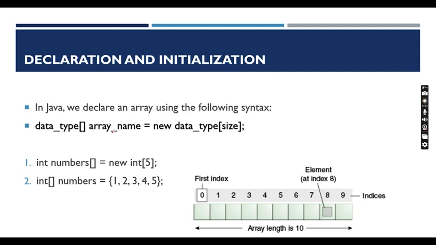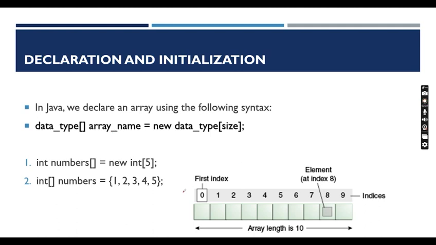The declaration and the initialization. As you see, in Java, we declare an array using the following concepts. In the beginning, we write the data type, that's integer, string, boolean, or any other. After that, a square bracket, then the array name, and with the new keyword, you write the data type you have given earlier with the proper size, like 5, 4, 3.